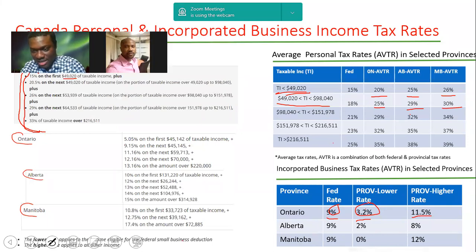While in Alberta, federal is 9%, the lower rate is 2%, which is 11%. While in Manitoba, interestingly, you pay 0% if your taxable income for the business is less than 500K. So you only pay 9% in Manitoba, which is the federal rate. You don't pay any provincial rate on your incorporated business.